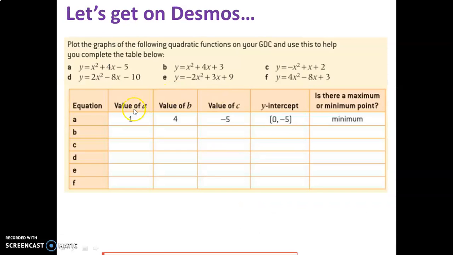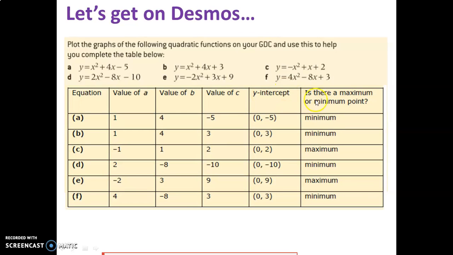Okay, your job now is to continue. Enter the parabola for B, and then fill the table. Put in the parabola for C in Desmos, fill the table. Let's check. I'm going to see how you're doing by asking you to tell me what goes in row E. Okay, check all your work there. Row E we have here. There's all of them.